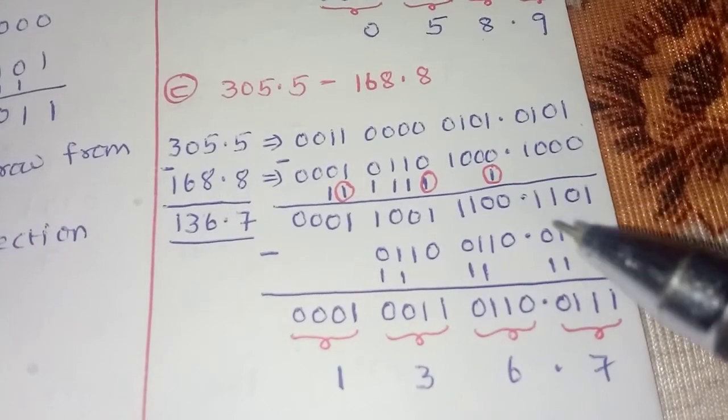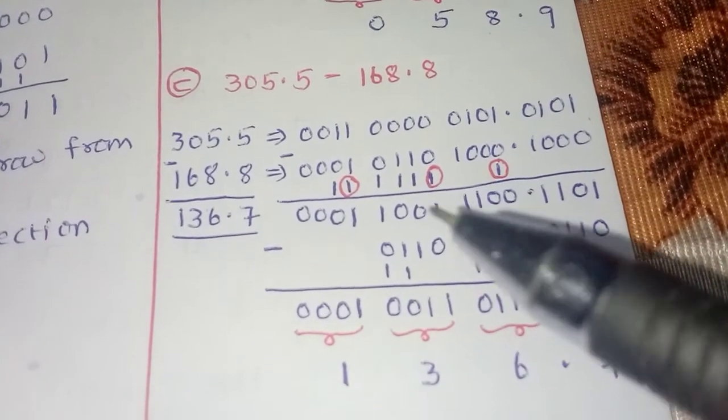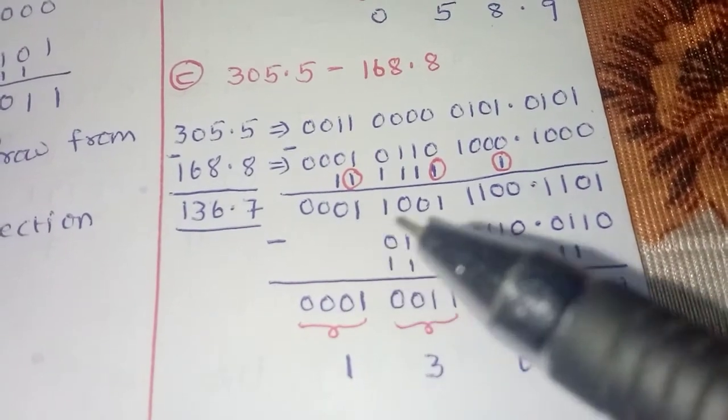If there is a borrow, I have subtracted 6 here. If there is a borrow, I have subtracted. In this way you have to do.